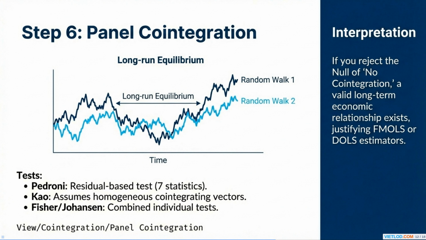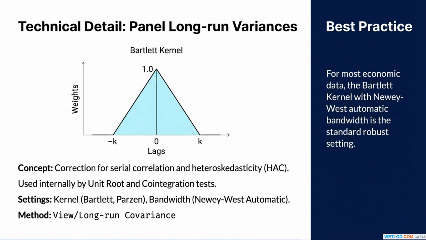This finding is crucial because it justifies the use of specific estimators designed for cointegrated panels, such as fully modified ordinary least squares, or FMOLS, or dynamic ordinary least squares, or DOLS, which provide reliable long-run estimates. The slide highlights 3 common panel cointegration tests: Pedroni, which is a residual-based test with 7 statistics, Kao, which assumes homogeneous cointegrating vectors, and Fisher/Johansen, which combines individual Johansen tests across units.